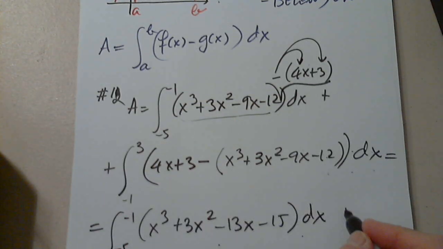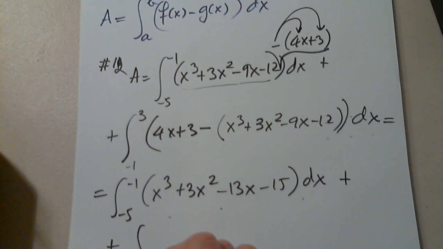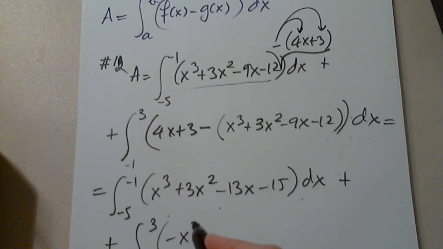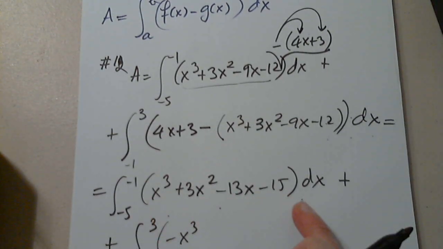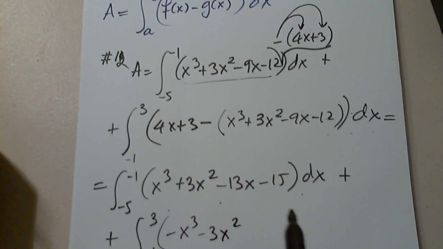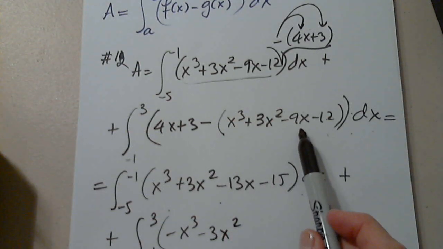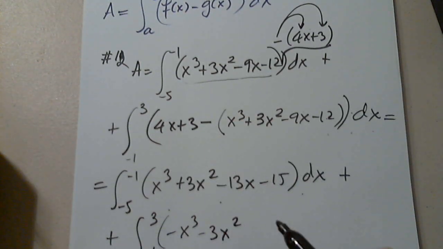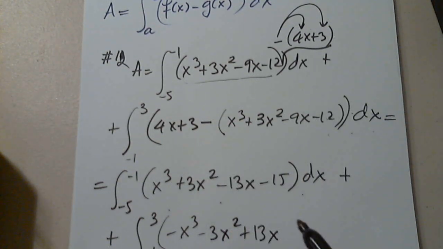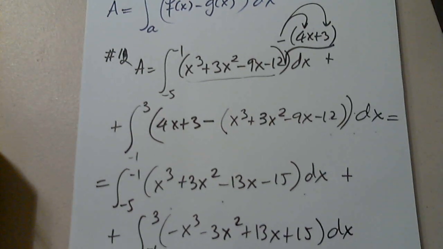Now I have plus the integral from -1 to 3. So now let's see. Negative x cubed, I always put it in descending order. Negative x cubed will be the first one, negative 3x squared will be the second one. Positive 9x with positive 4x is positive 13x. Positive 12 plus 3 is positive 15 dx. They are completely cleaned up and ready. So, equals.